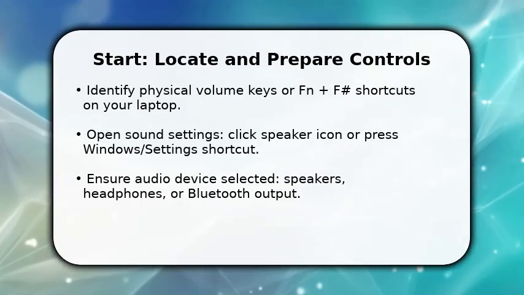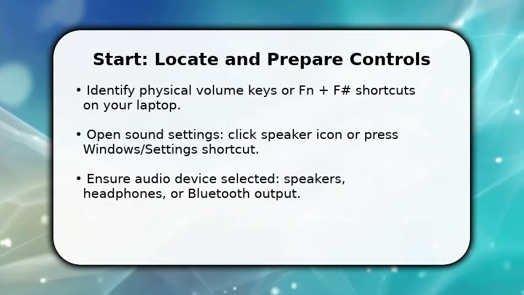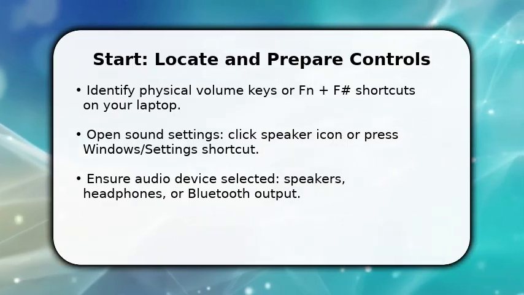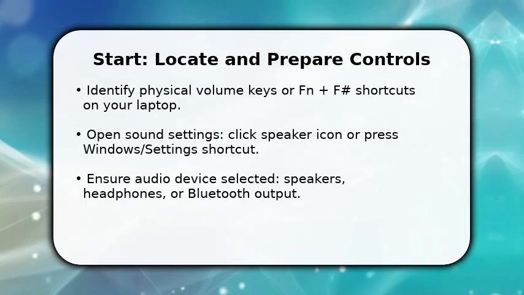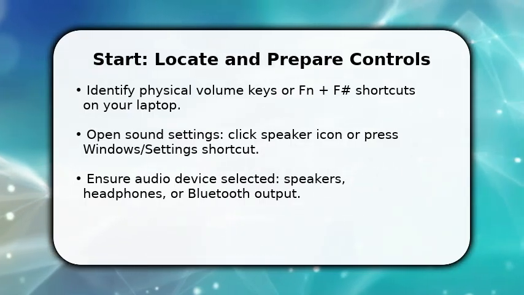You begin by locating the controls so you can act immediately. Use the physical volume keys or press FN plus the labeled F key. This sends a hardware signal to change output level.